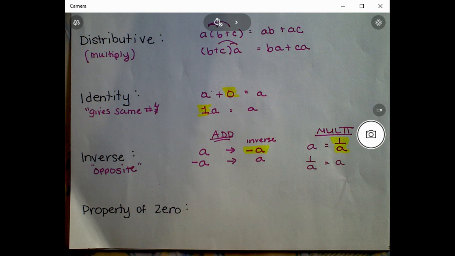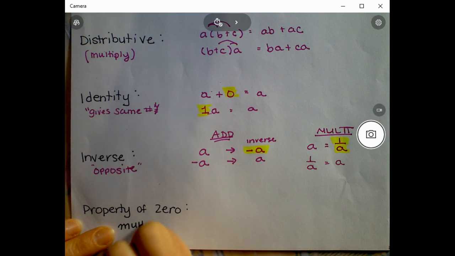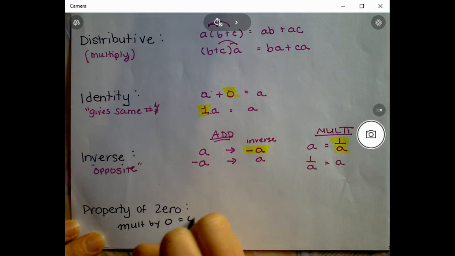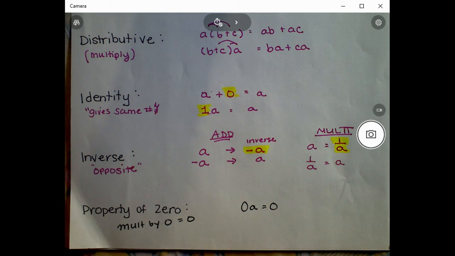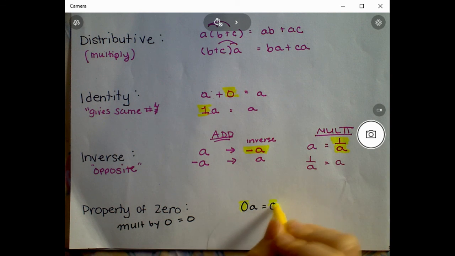And lastly is the multiplicative property of 0, and that one's fairly simple. If you multiply by 0, it equals 0. So 0 times a equals 0. That's it. The property of 0 means that if you multiply by 0, you get 0.